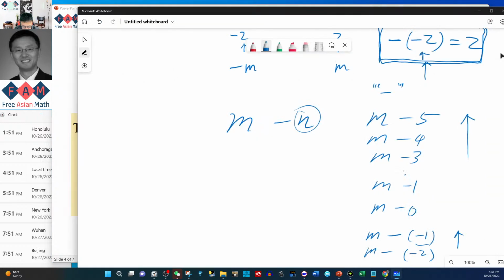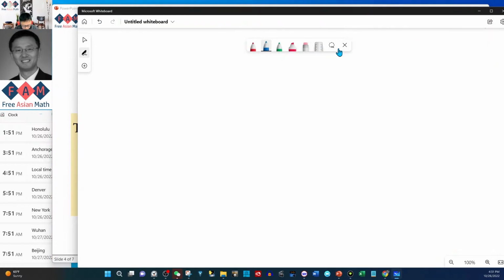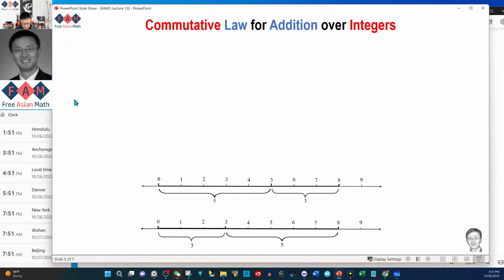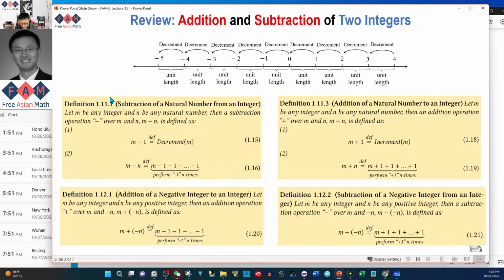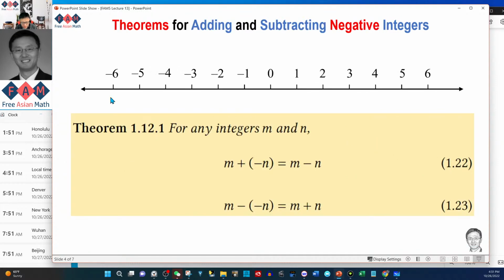We mentioned this at the very end of the last lecture. So, theorems for adding and subtracting negative integers. Here on top is the number line. Now we want to prove this theorem. It has two subparts, and it looks very simple. m plus the negation of n equals m minus n.